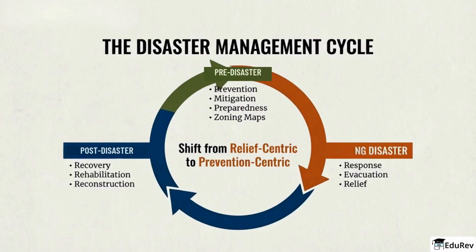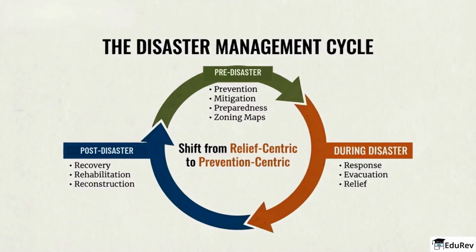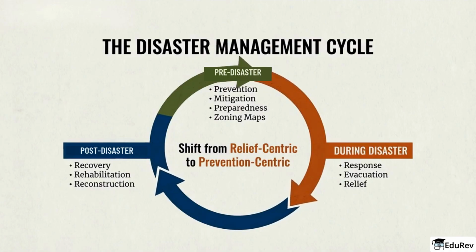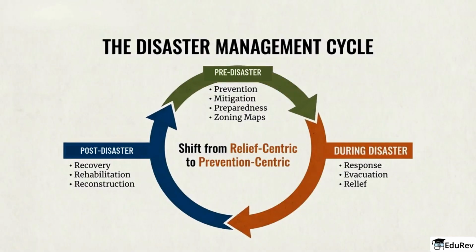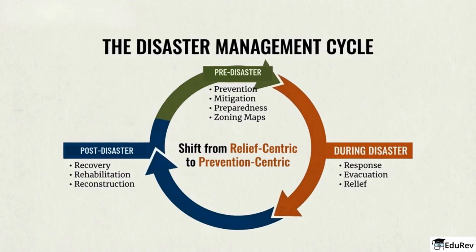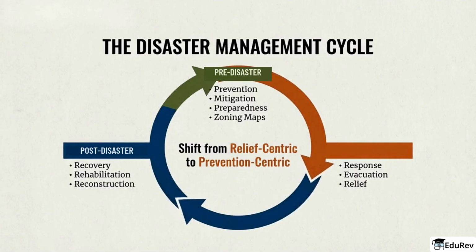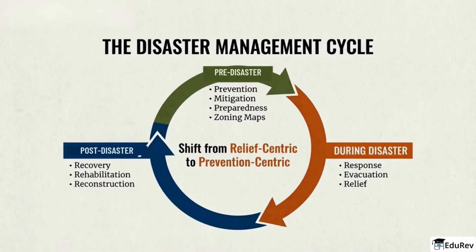Pre-disaster includes prevention, mitigation, preparedness, and zoning maps. During disaster, it includes response, evacuation, and relief. Post-disaster includes recovery, rehabilitation, and reconstruction. And the central message is the shift from relief-centric to prevention-centric. This is the difference between average answers and high-scoring answers.